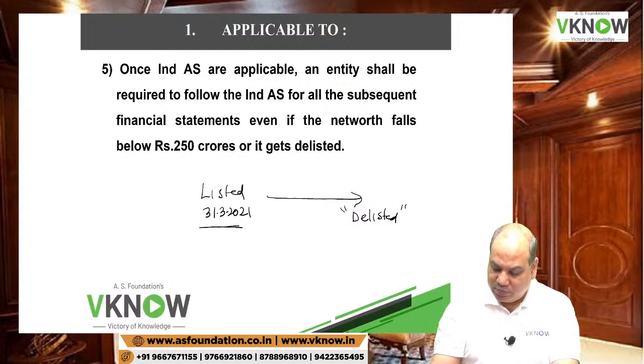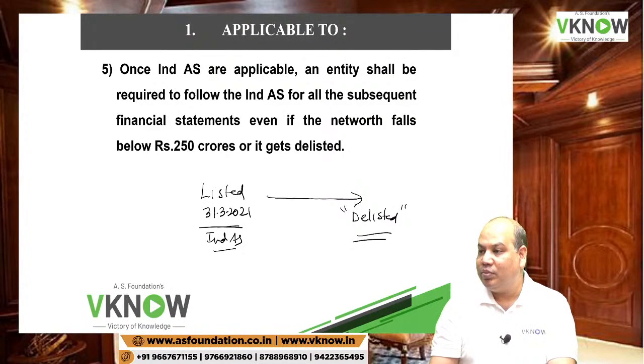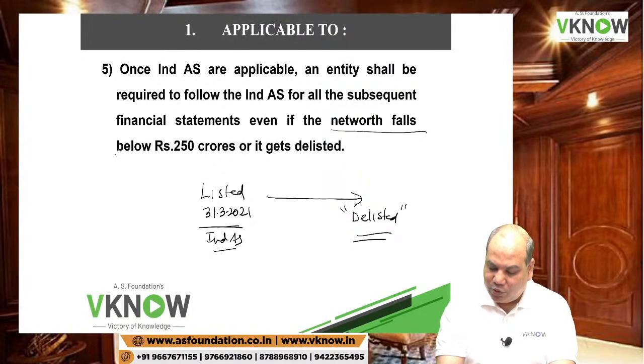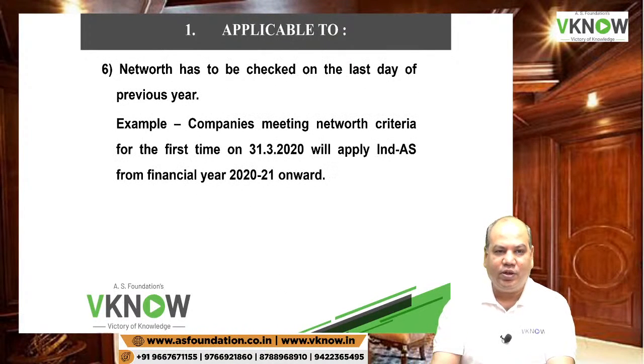It was following Ind AS till this date. Now it says I will not follow Ind AS because I am no longer a listed company, and my net worth is less than 250 crore also. What is your answer? Once Ind AS, always Ind AS. So whether your net worth falls below 250 or whether you get delisted, once Ind AS, always Ind AS.